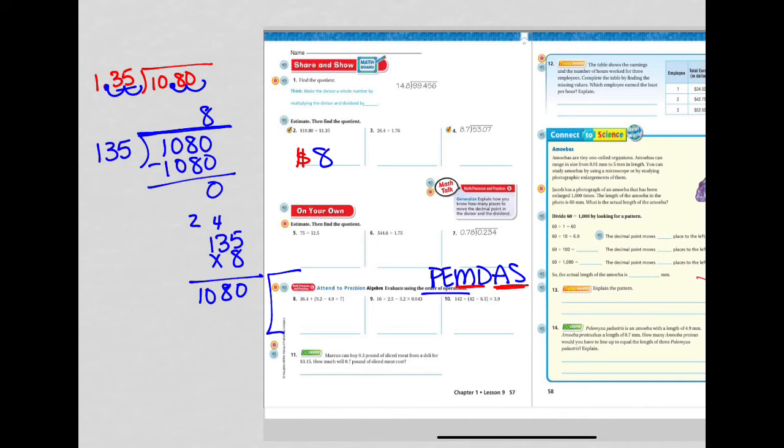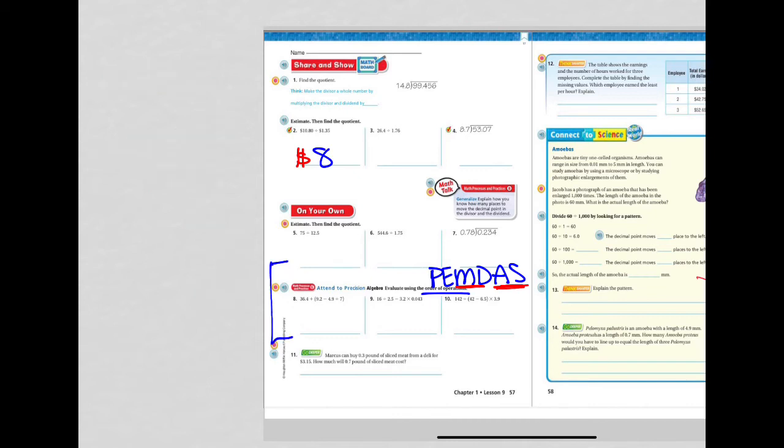If you need to pause the video so that you can keep this work written down, go ahead and do that, but I'm going to erase it. Now let's look at number 8. I'm going to work with just the parentheses first.